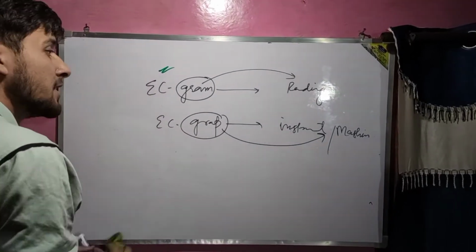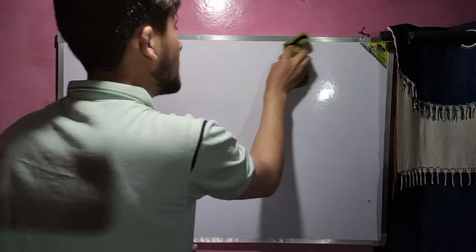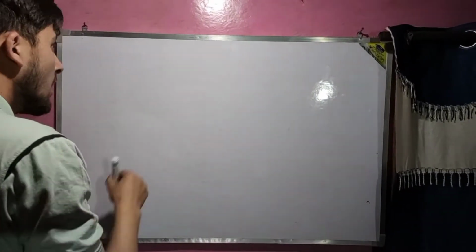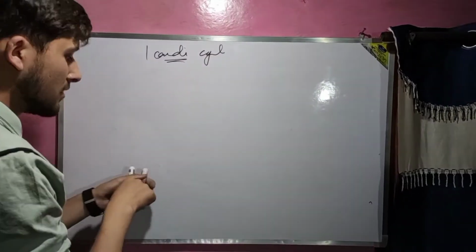Now let us study this ECG, what the different waves of the ECG represent. We will represent one cardiac cycle through the ECG.